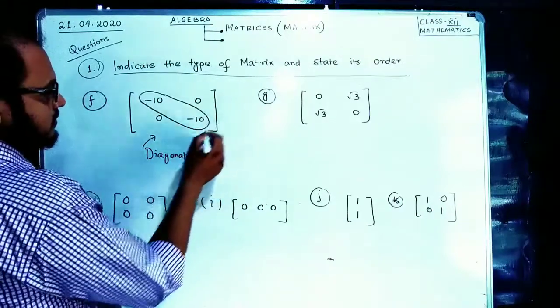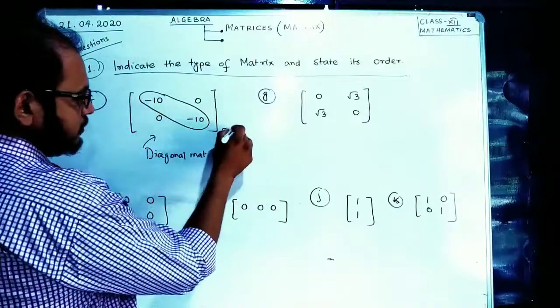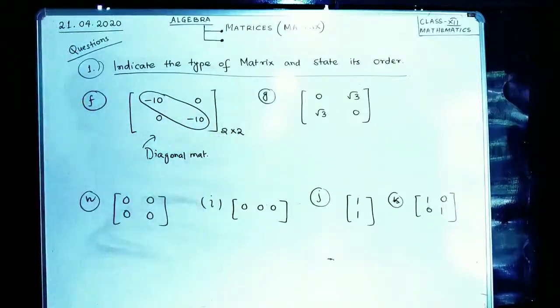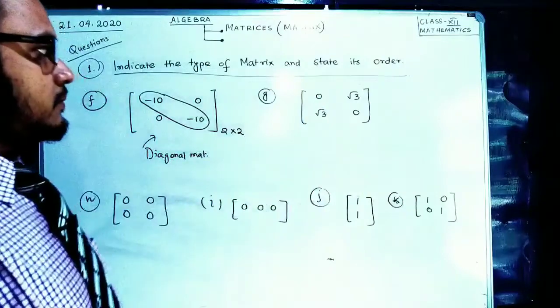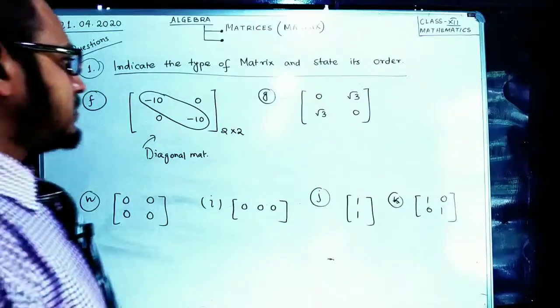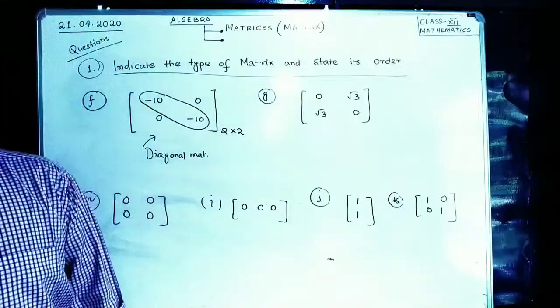And what is the order of this matrix? It is a 2 by 2 diagonal matrix. Let's go to this one. Can you guess what type of matrix this is? Guess it out.